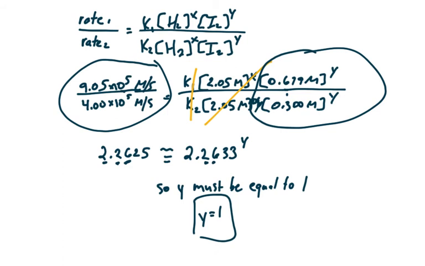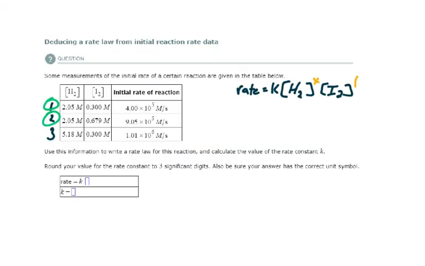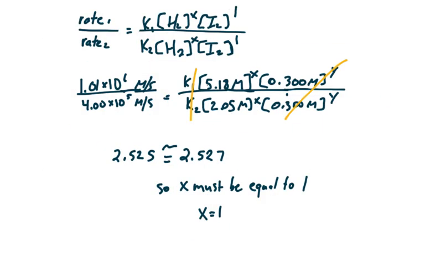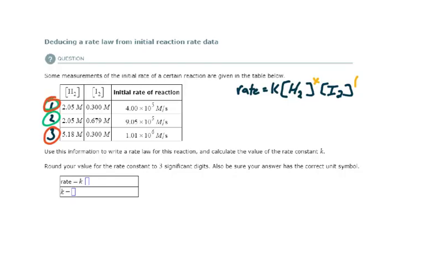Let's do the same thing for hydrogen. Now we need to identify two data sets where the concentration of iodine remains constant and the concentration of hydrogen changes. That will be this one and this one. I'm going to take the data set from trial 3 and trial 1. This one has the greater rate value, so I'm going to place information from trial 3 on top. Trial 3 goes up here, and trial 1 goes there.